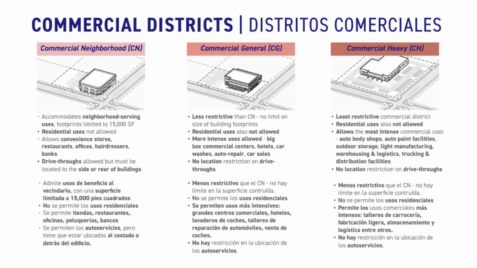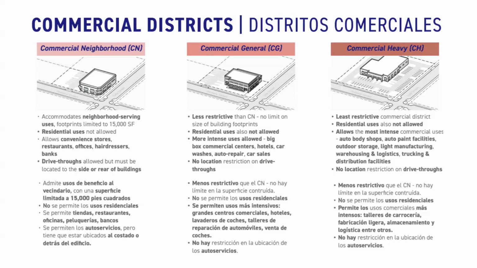Moving into commercial general, that's CG, it's going to be less restrictive than CN. There's no limit on the size of building footprints, and it's going to be essentially more intense in terms of use than commercial neighborhood. So you're going to see more big box commercial centers, hotels, car washes, things that are less appropriate for that neighborhood scale, right? Additionally, there's no location restriction on drive-throughs.